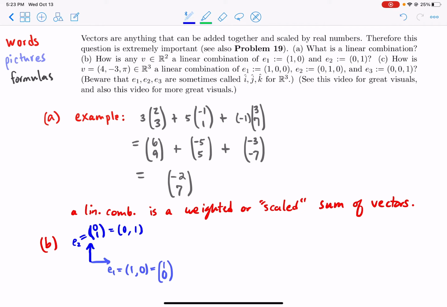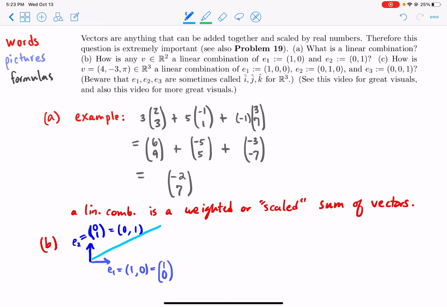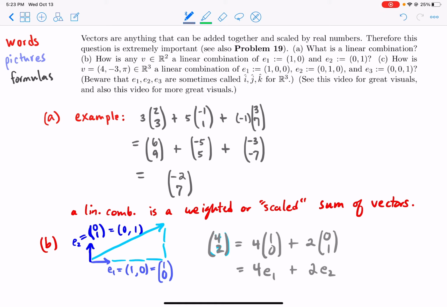Okay, and then I'll continue with my picture. So this vector right here is actually the vector (4, 2), and maybe I better put that in gray, because it's a formula now. (4, 2) is equal to 4 times e1 plus 2 times e2, which, these have names, so I could use the names.